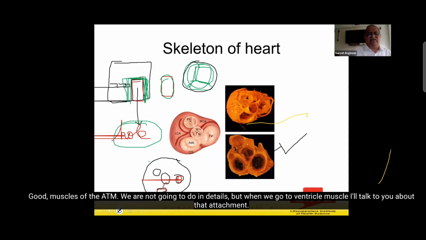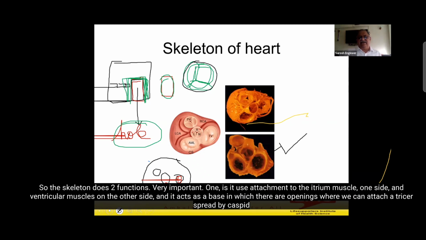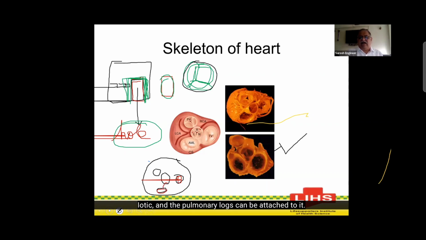The muscles of the atrium, we are not going to do in detail, but when we go to ventricle muscle, I'll talk to you about its attachment. So the skeleton does two very important functions. One is it gives attachment to the atrium muscle on one side and ventricular muscles on the other side, and it acts as a base in which there are openings where the tricuspid, bicuspid, aortic, and pulmonary valves can be attached.